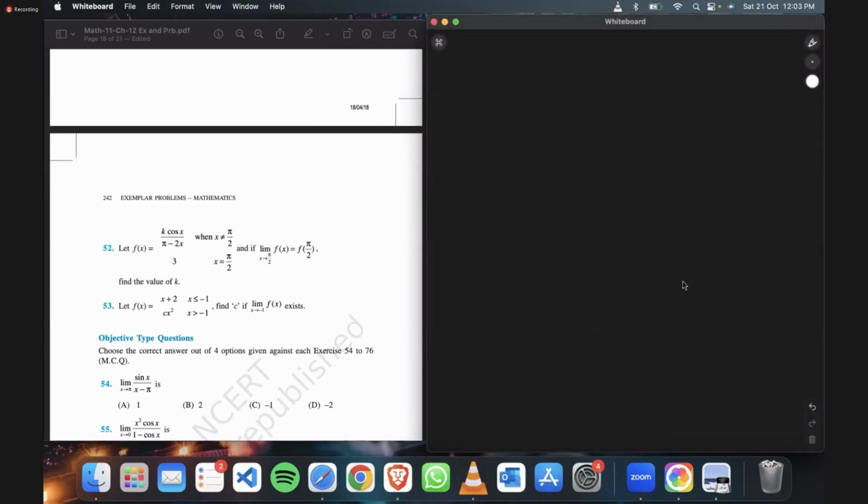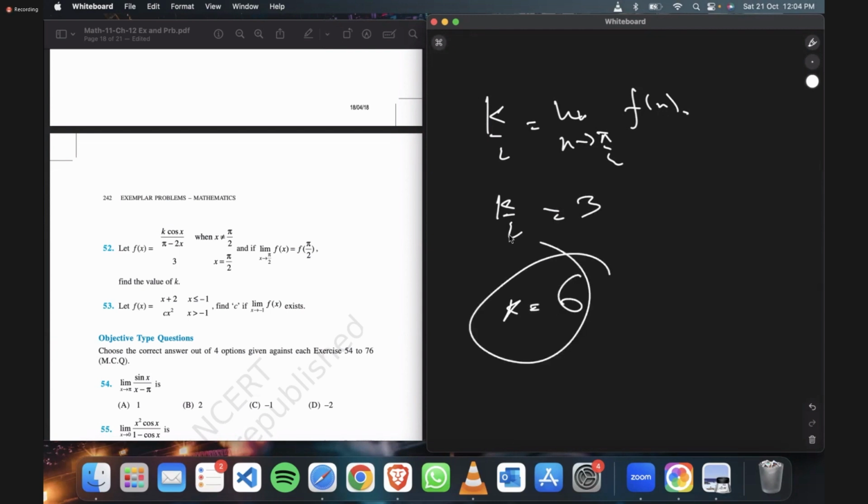Now simply we have to find the value at that point itself. So we'll just put in that value. k by 2 is equal to limit x tending to pi by 2 for f x. k by 2 has been given equal to 3. So k is equal to 6.